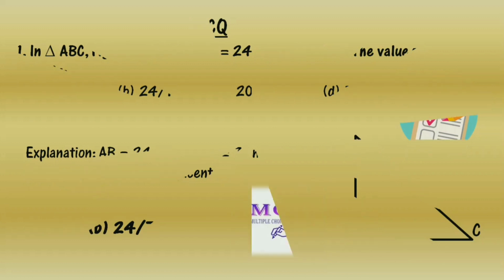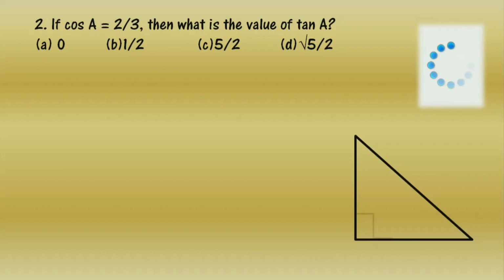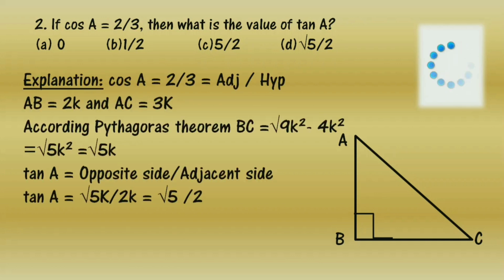Then next question. Question number 2. If cos A is equal to 2 by 3, then what is the value of tan A? Here, the definition of cos is adjacent by hypotenuse. So here we have to consider the figure triangle ABC, and according to angle A, AB is the adjacent side, so you have to take 2k, with k as a constant, because here cos A value is given as 2 by 3, that is a ratio, and AC is 3k, the hypotenuse.